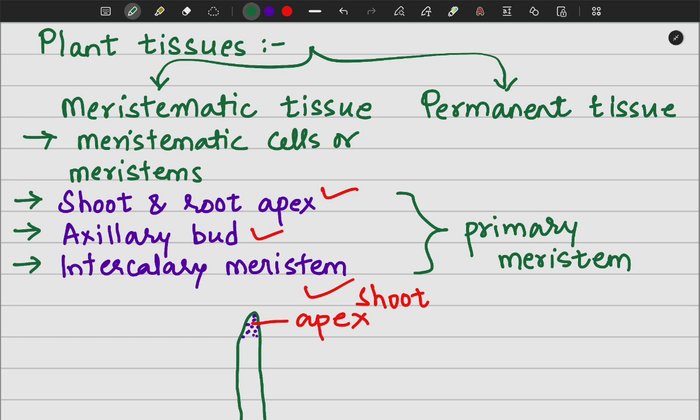The shoot system is still growing, the root system is still growing, the axillary bud is growing, and the intercalary meristems are still giving rise to those parts which are missing or eaten. So these are the early stages of plant growth, and these meristems are present in the early stage. That's why they are called the primary meristem.